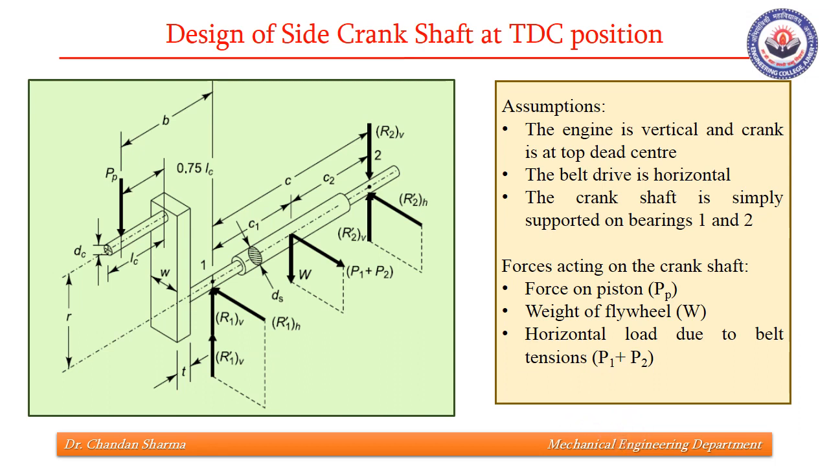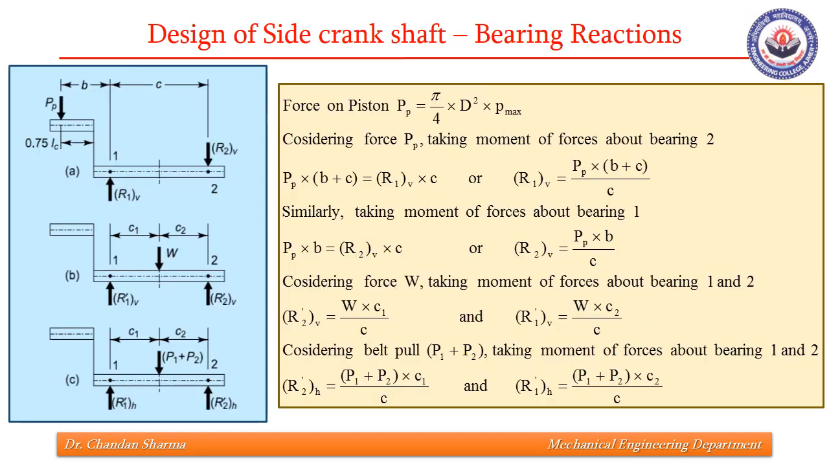So we'll first find all the reactions at bearing 1 and bearing 2, and then we'll proceed for finding the diameter and length of crank pin and dimensions of crank web and other dimensions. Let us first find the bearing reactions. For the sake of simplicity, a linear force diagram has been drawn, just to make it a bit simple, showing which force is acting at what distance.